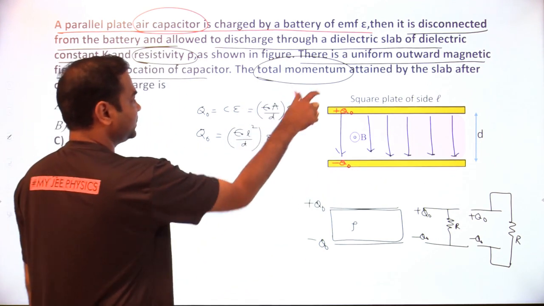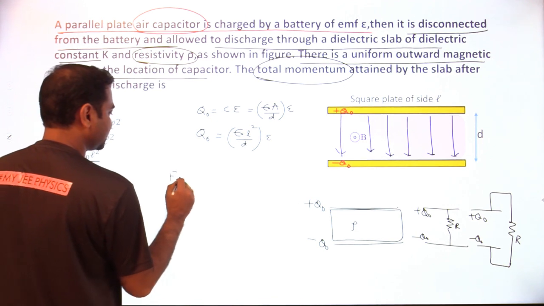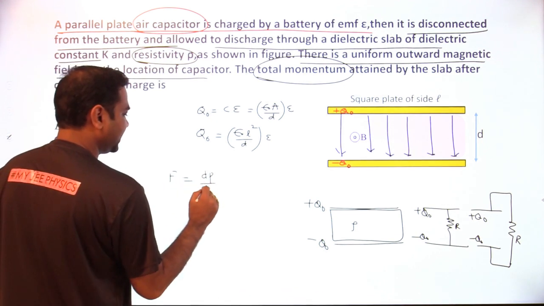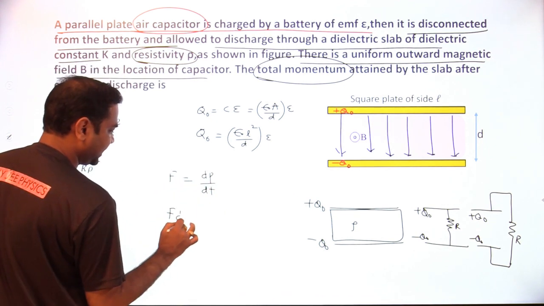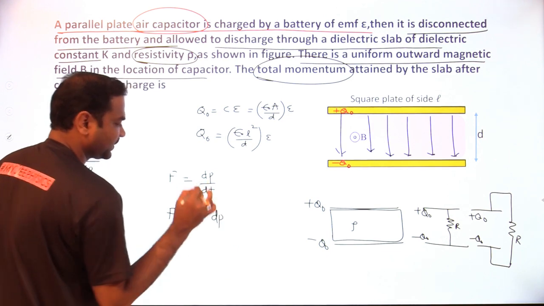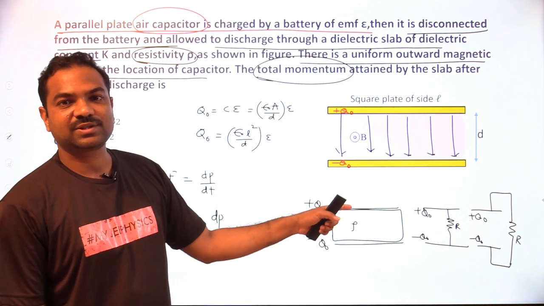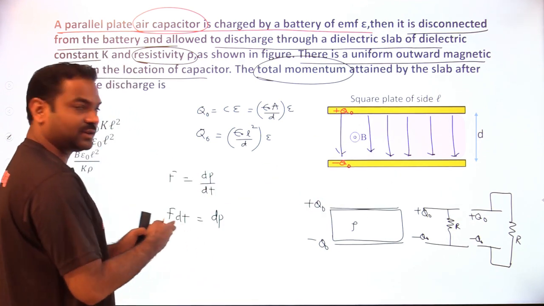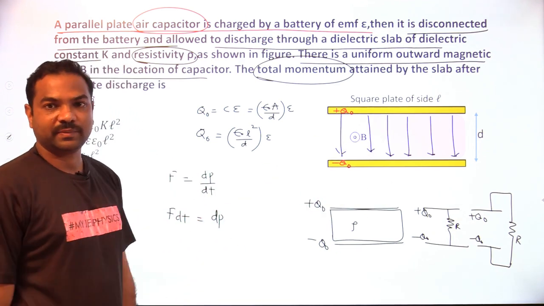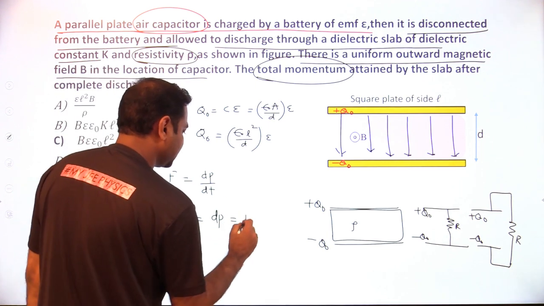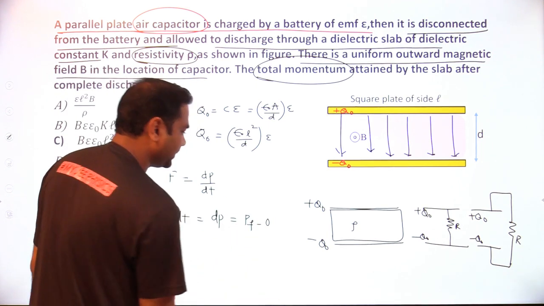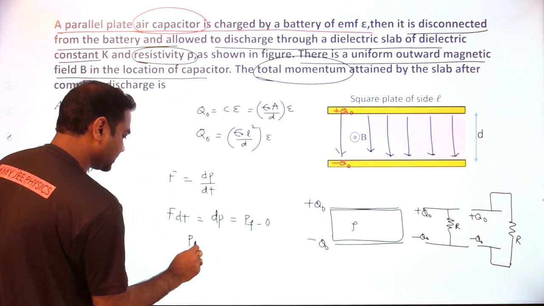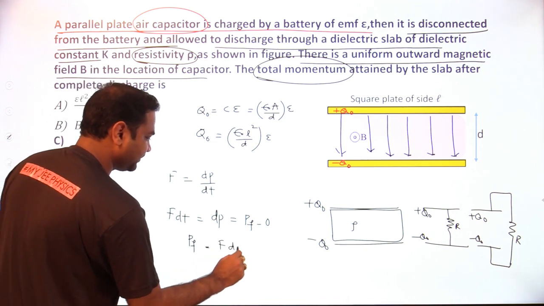So for momentum, what do we have to go for? We have to go for the force. Force is equal to dp by dt, so ultimately it is linked with the concept of impulse, because force will act for a very short time, as charges are flowing for a short time. So force into time will give you what? Change in momentum. Initial momentum is 0, so we have to find the final momentum. Ultimately that is what they are asking. Final momentum is equal to F into dt.